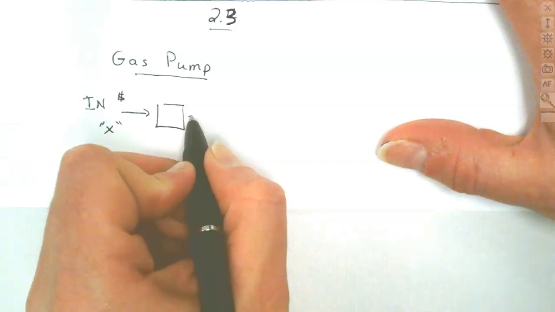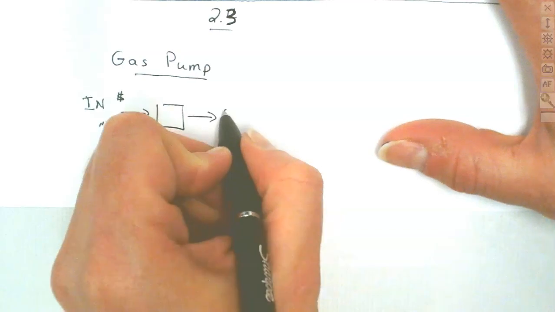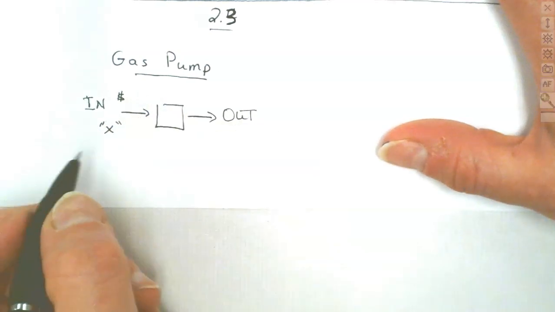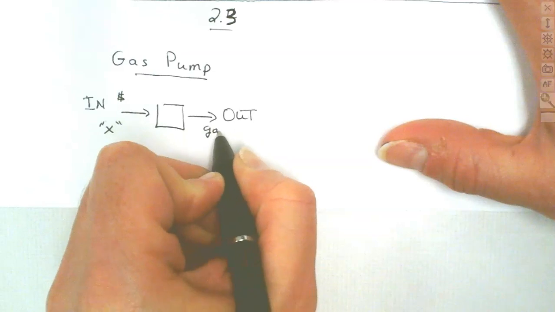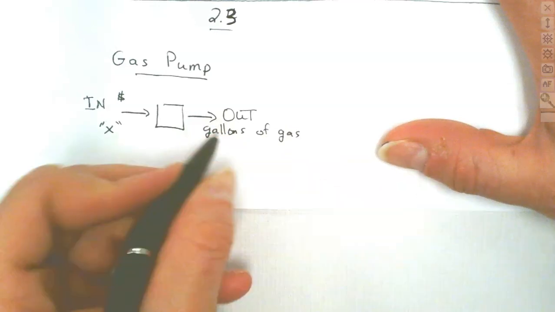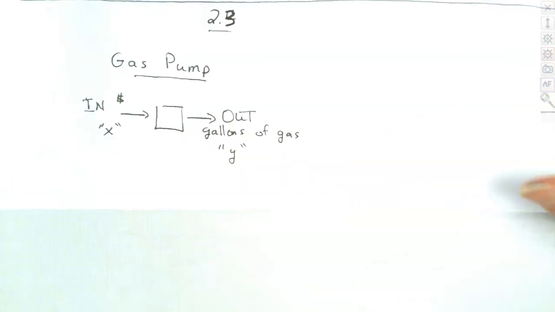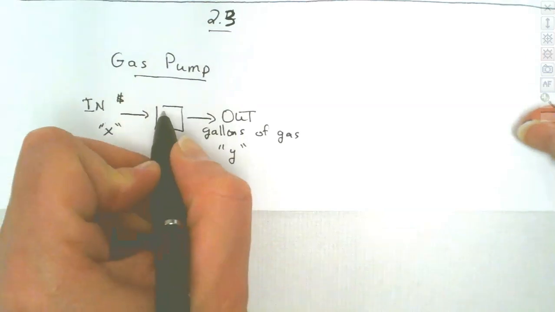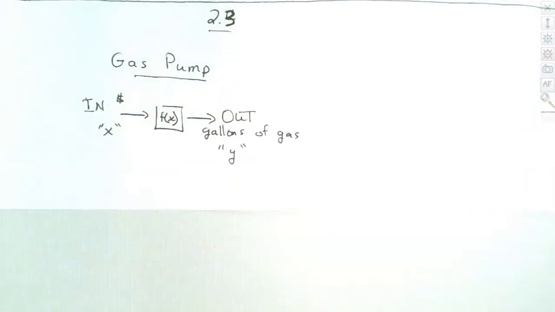And then what do we get out? Well, we get out gallons of gas. And that's your Y value. So X goes in, it does some operation to it, and it gives you something else out. We do this all the time. Whenever you go to the store, you buy something, okay, your money gets traded out for an item. Something goes in, something different comes out. That's a function. When something goes in, something comes out.